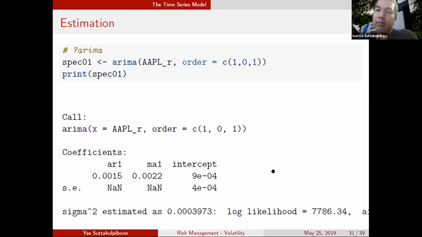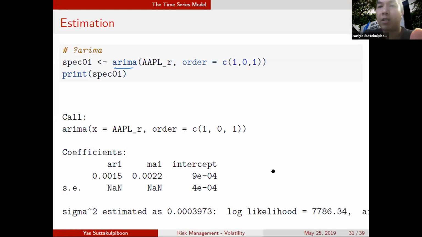Let's model that in R. In R, we can model the ARMA equation using a function called ARIMA. The I in the middle stands for integrated. The fuller, more complicated model is called an autoregressive integrated moving average model. It envelops the ARMA model inside the ARIMA, so ARMA is a special case of ARIMA. We can model the ARMA model using this ARIMA function.